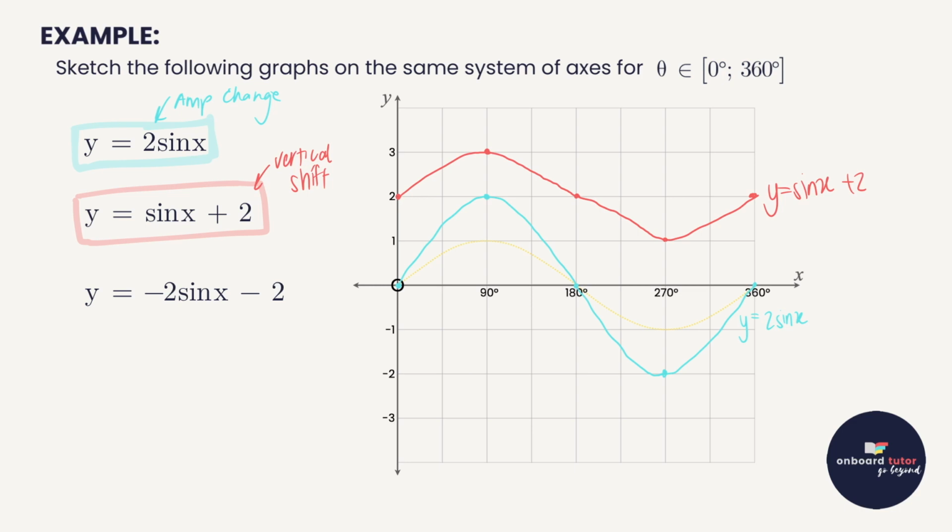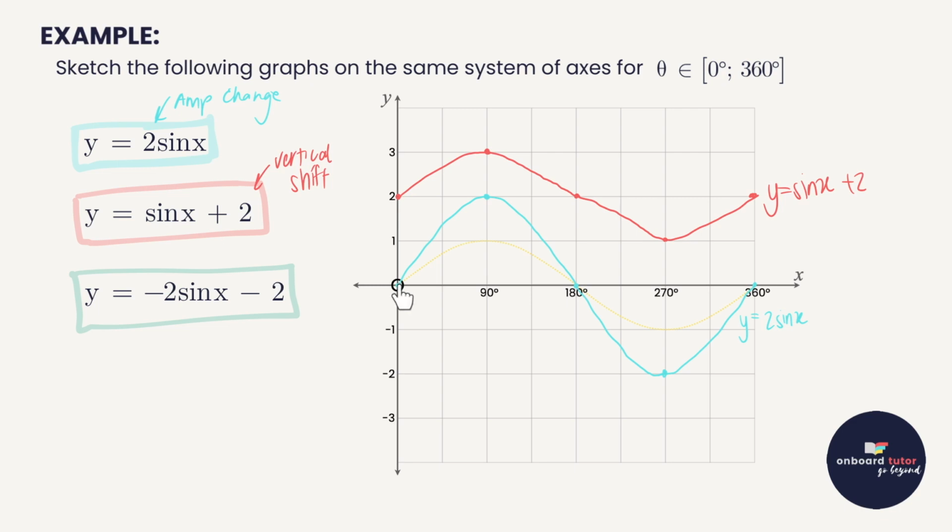Okay, what happens now when I start to combine everything? Ooh, minus 2 sine x minus 2. Okay, well, I'm just going to do it one step at a time. So let's color code again. Let's call this one this greenish color. I'm going to take each point, I'm going to multiply it by minus 2, and then I'm going to hop 2 places down.